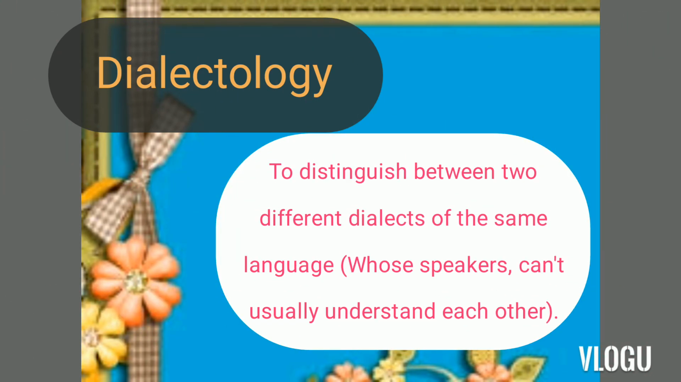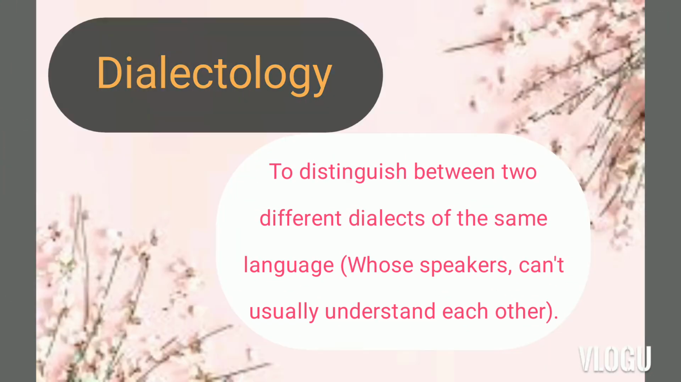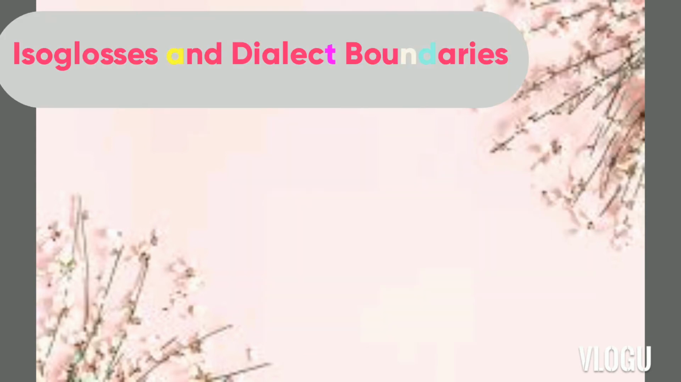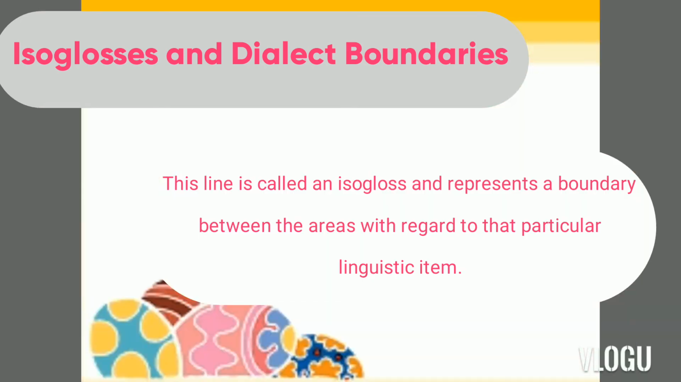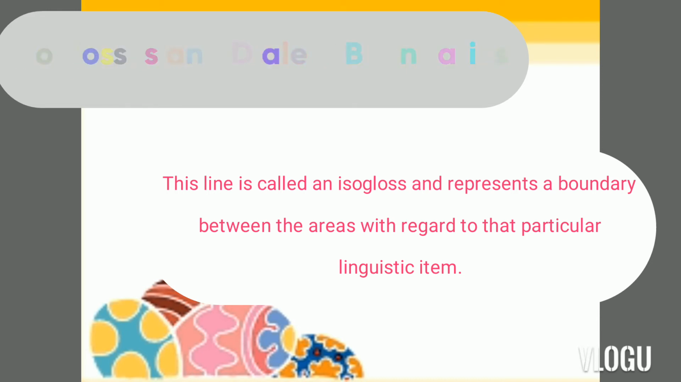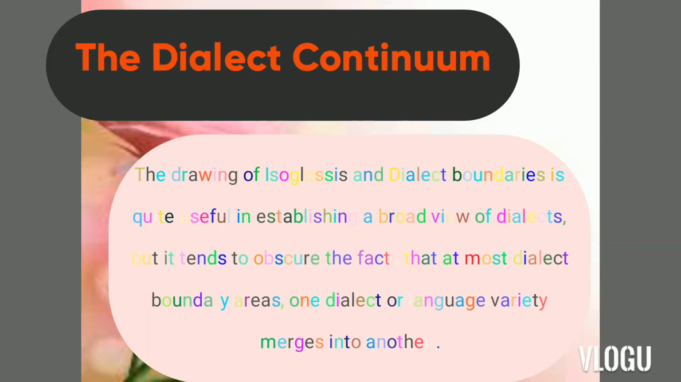Dialectology. To distinguish between two different dialects of the same language whose speakers can't usually understand each other. Isoglosses and dialect boundaries. This line is called an isogloss and represents a boundary between the areas with regard to that particular linguistic item. The dialect continuum.